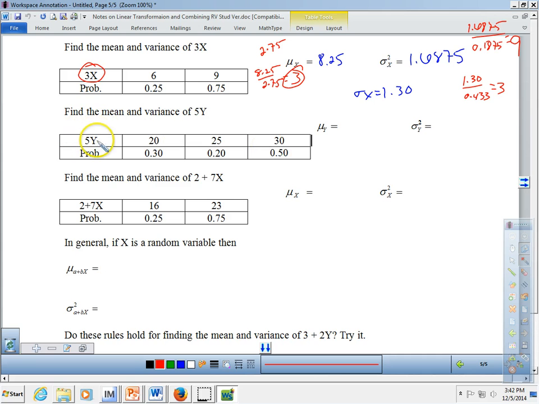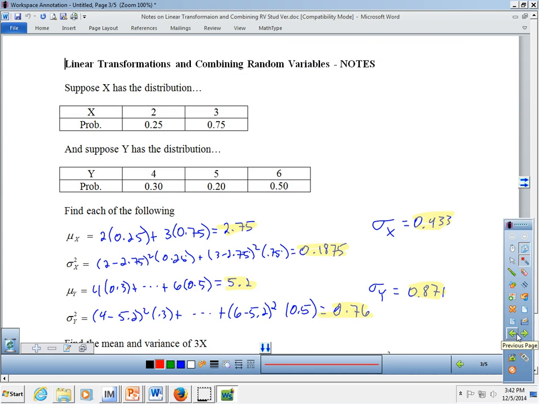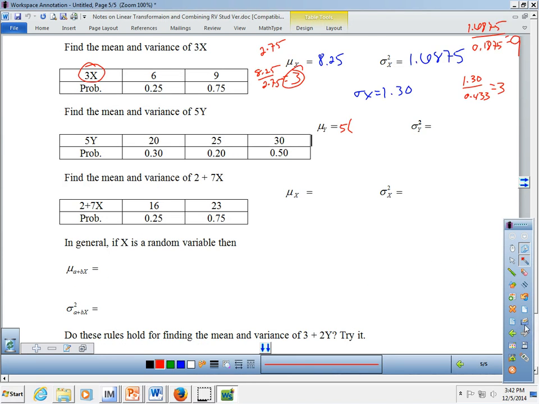We can check it for y, but the same is going to happen for y. If I multiply all of my y values by 5, before for regular variables, and then apparently now with random variables, the rules are the same. If I multiply all of my possible values for y by 5, I get 20, 25, and 30, the probabilities don't change. The mean is just going to go up by a factor of 5. So I need to take 5 and multiply it by the original mean on y, which was 5.2.